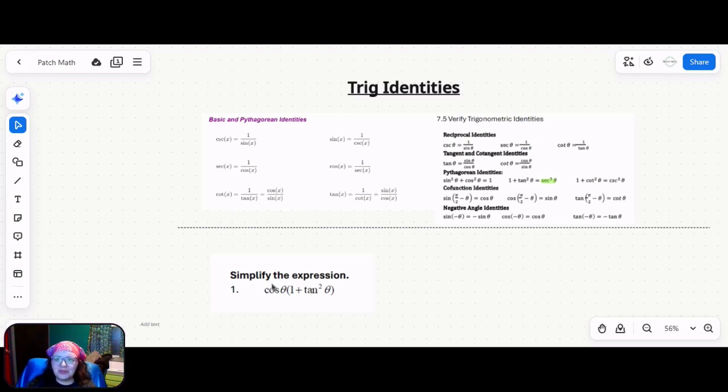Immediately, I want you to think substitution when we are simplifying trig expressions. And what will you be substituting? Well, your identities, your trig identities.